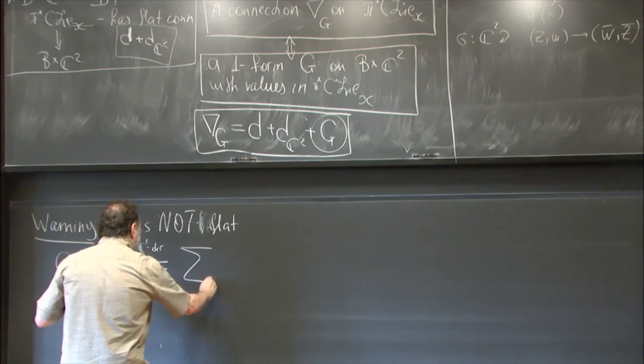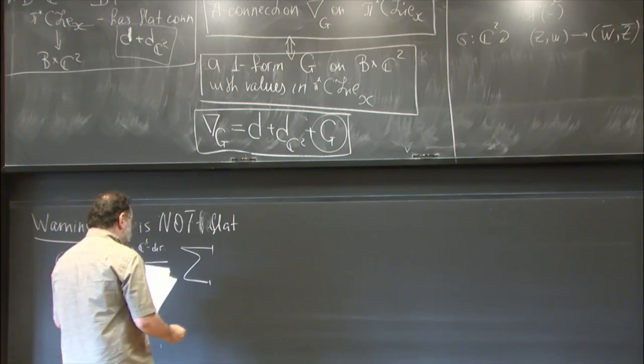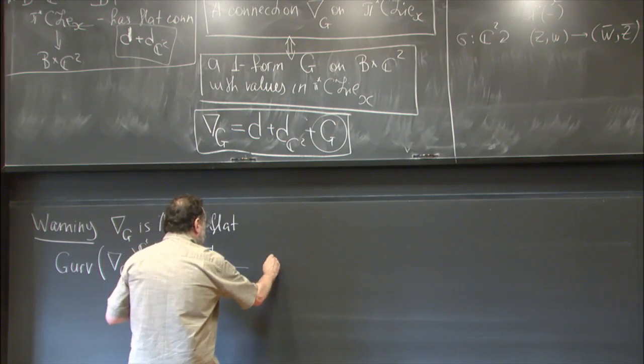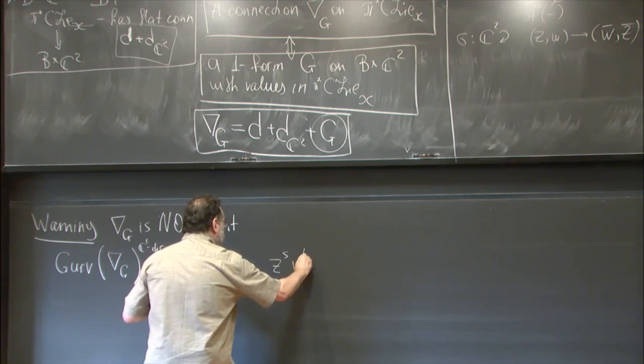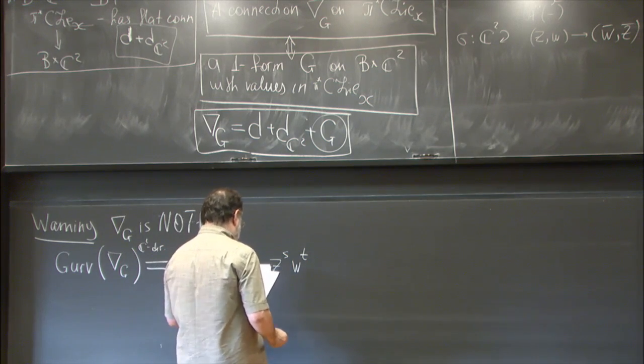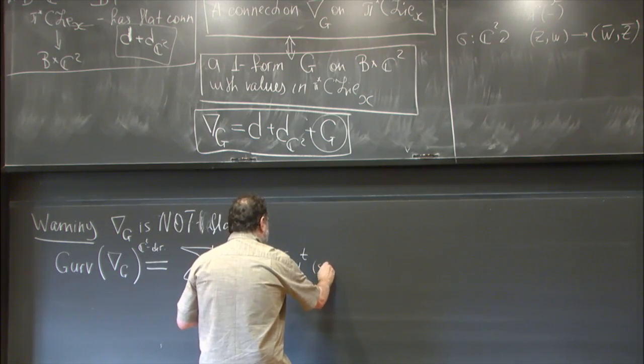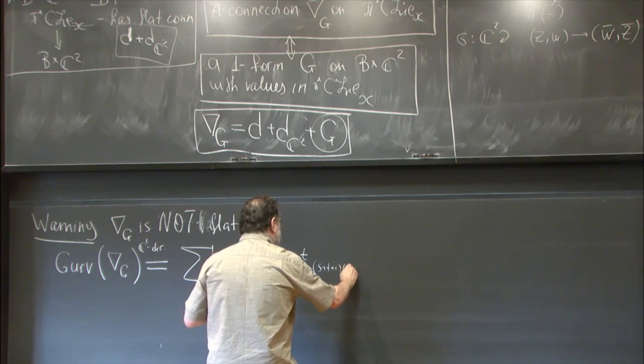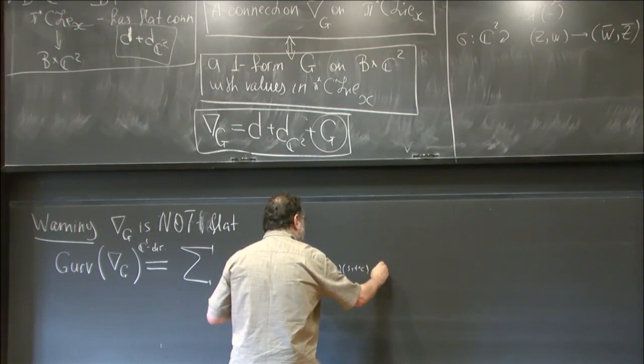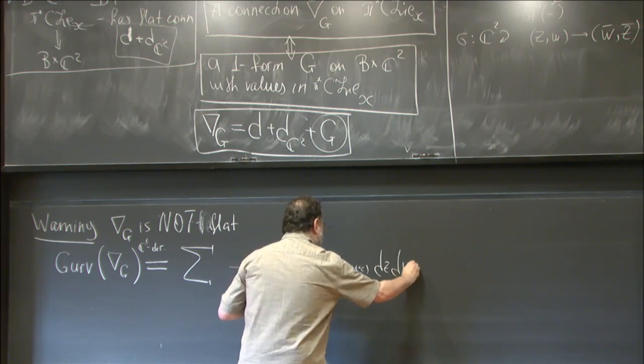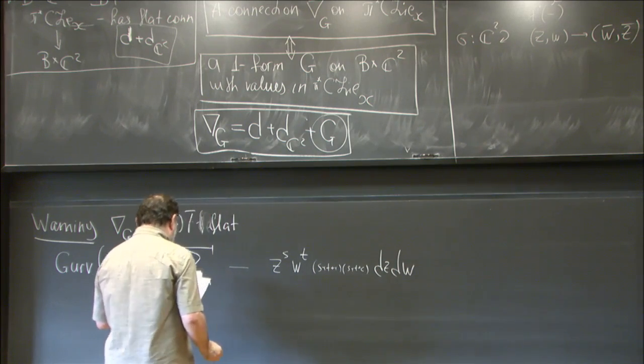And what I get is described as follows. We can write it down always as a sum of something, then z to the s, w to the t, then some coefficients, which are kind of a nuisance, but I write them down. Then dz, dw, and most importantly, G.